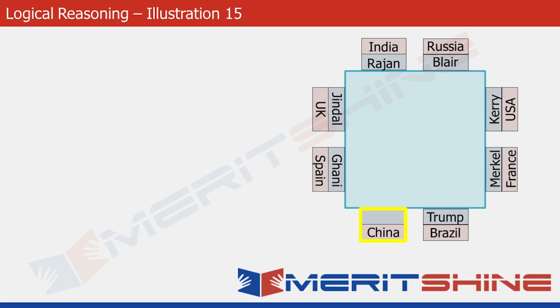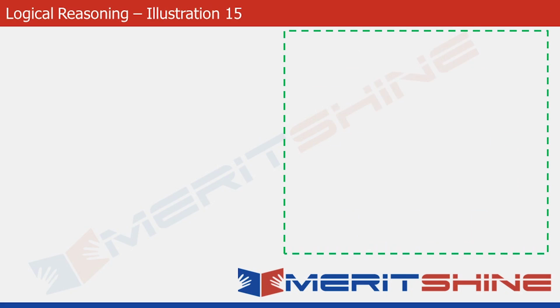This is the last cell of the table to be filled now, the China's diplomat. The only person whose name is still not there on the table is Stark. So it's obvious that China's diplomat is Stark. So let's write Stark here, and with this we complete the structure.